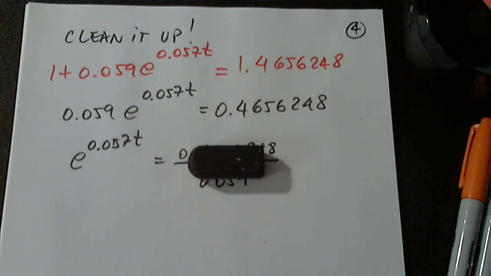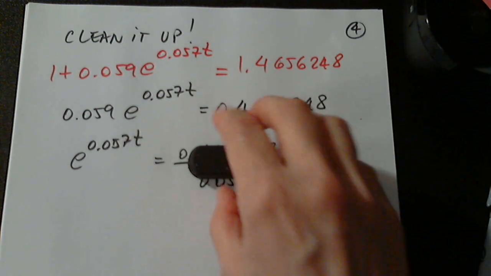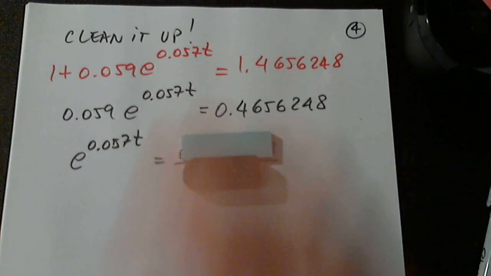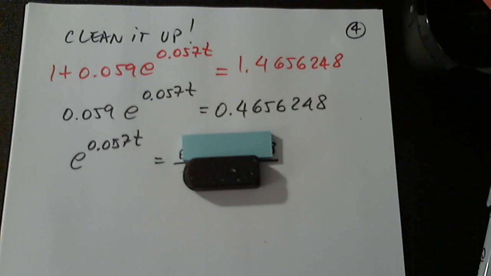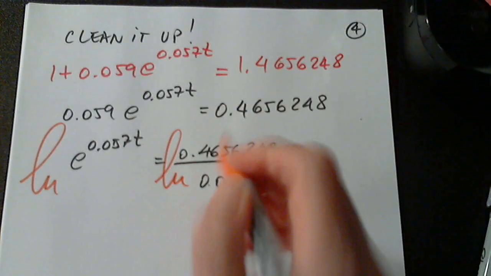What do I do next? It's just a number. What do I have to do next? Don't divide, don't touch this, who cares? It's just a poor number. What do we do next to find t? Do you do natural log? Brilliant. We apply natural log to both sides.